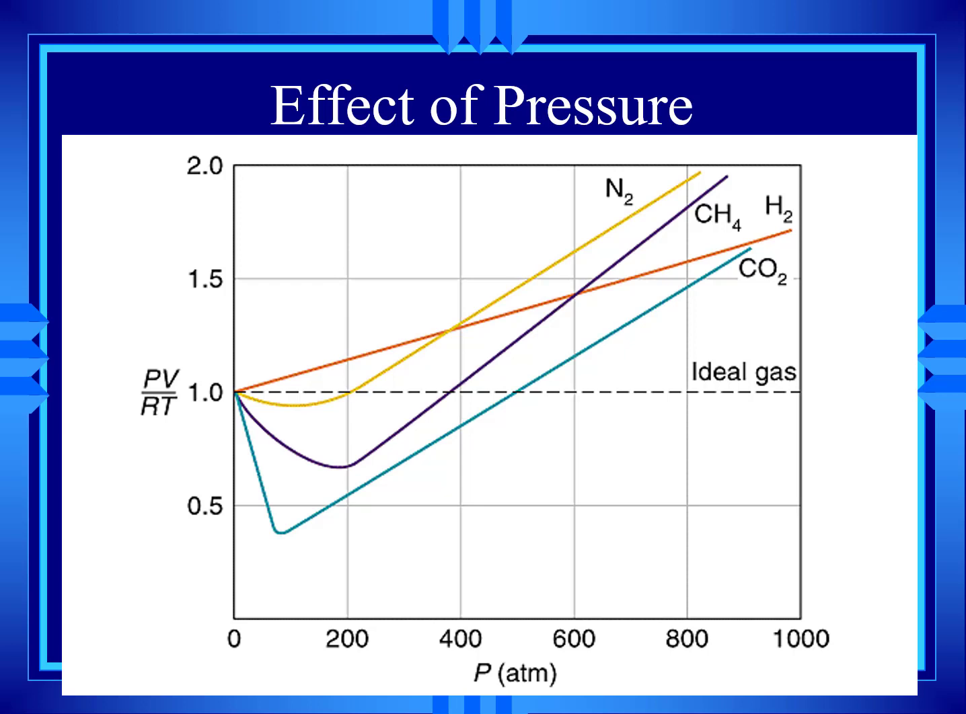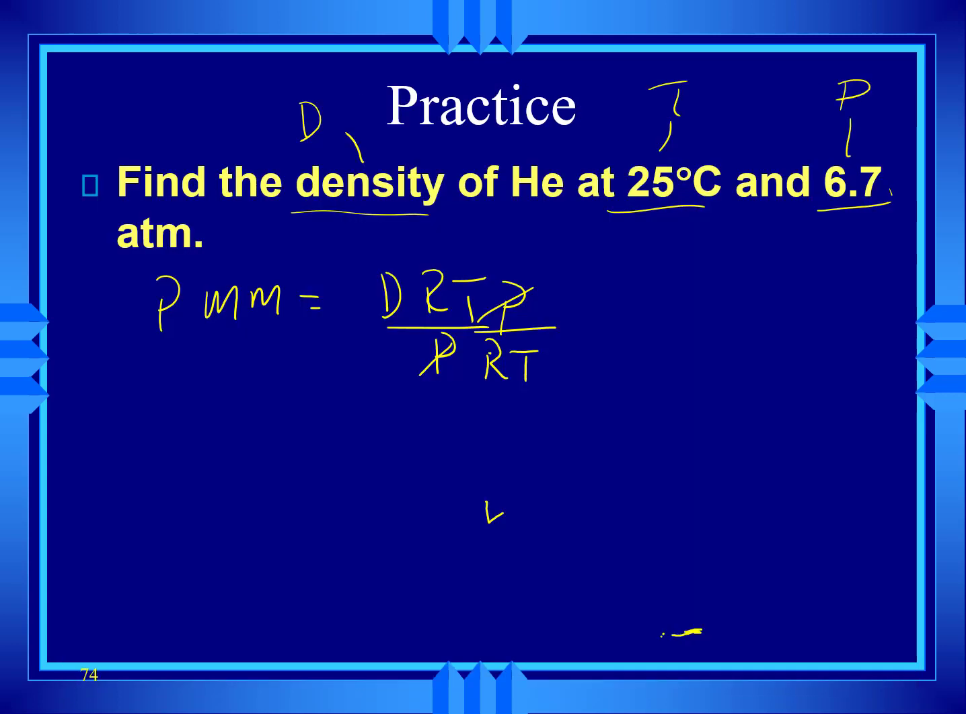Sorry about that. It went someplace I didn't know. Let's go back. So I was dividing by R and T. So I end up with d equals P times the molar mass over R and T.